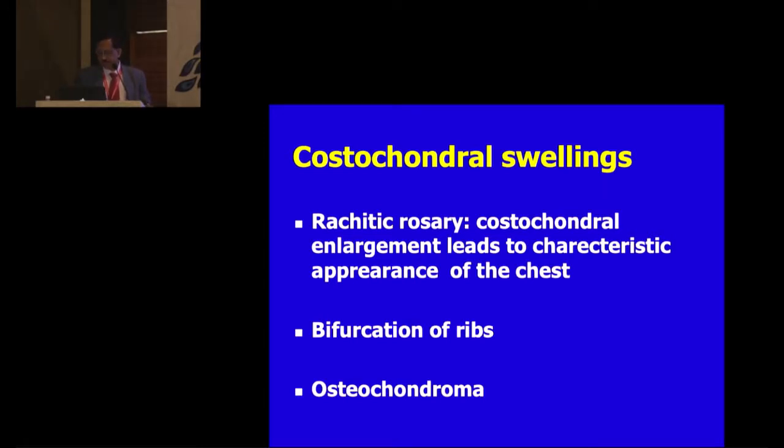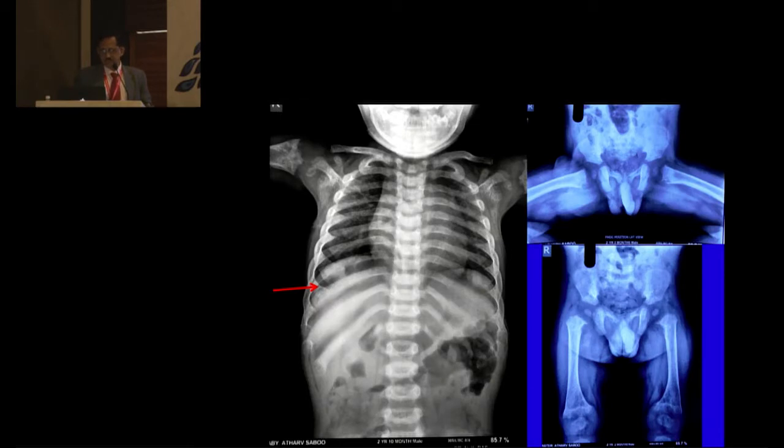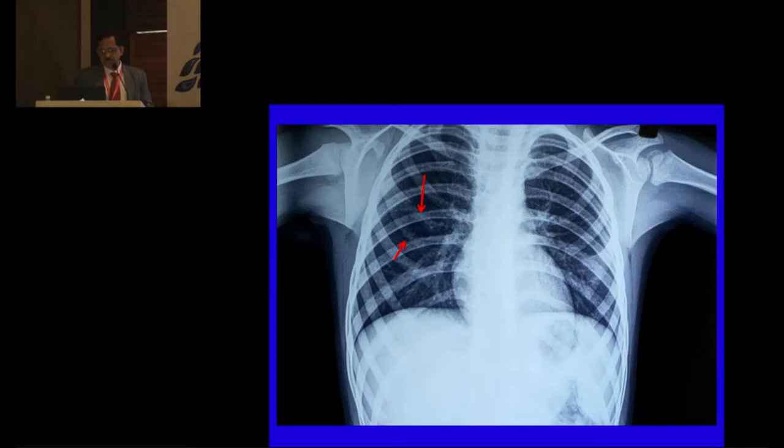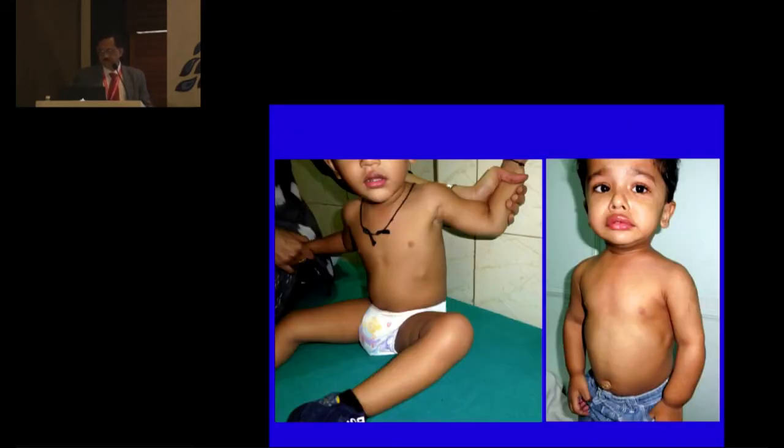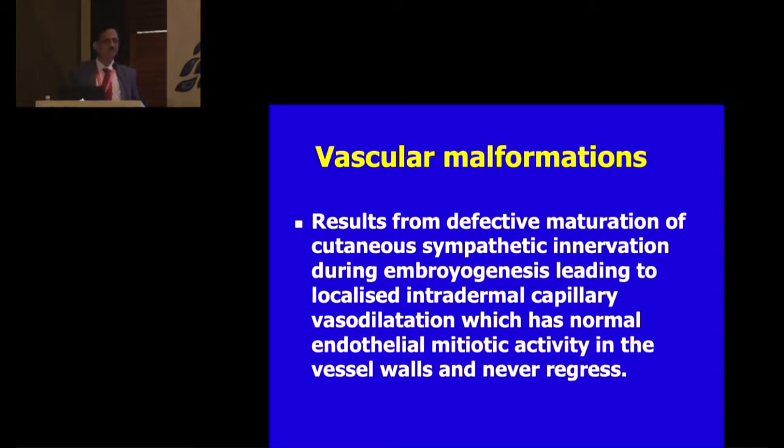And osteochondroma at times you may find. This is an example of a rickety rosary. And this is bifurcation of the rib. The arrow marks, if you carefully note, show the bifurcation of the rib producing swelling, and this is the osteochondroma. And now the vascular malformations.